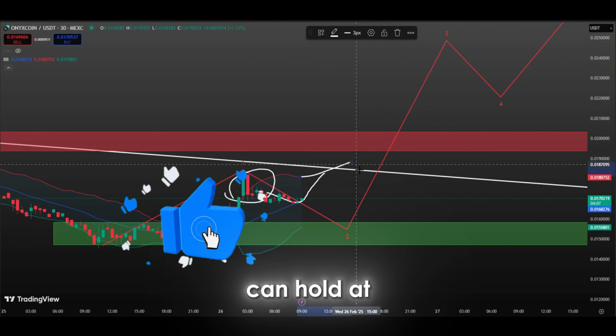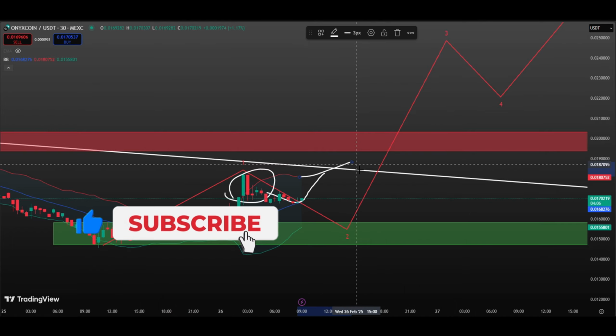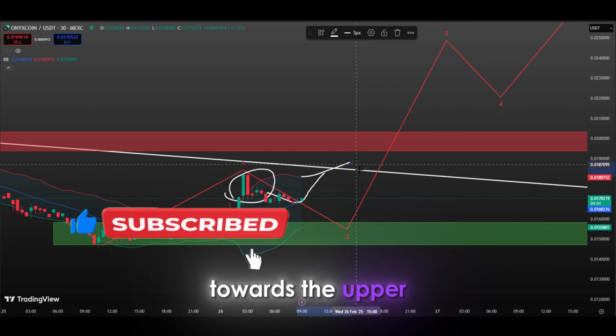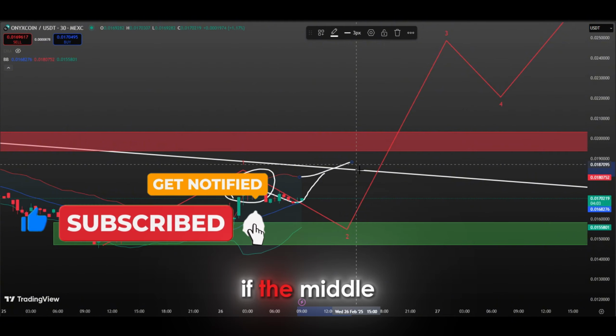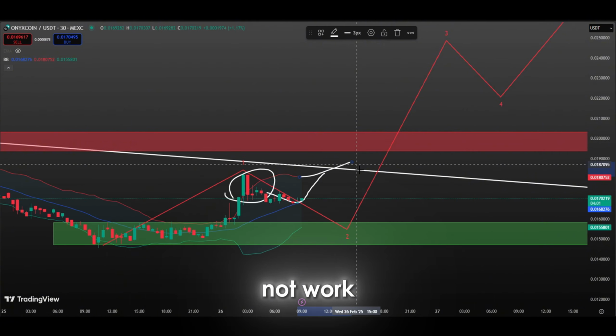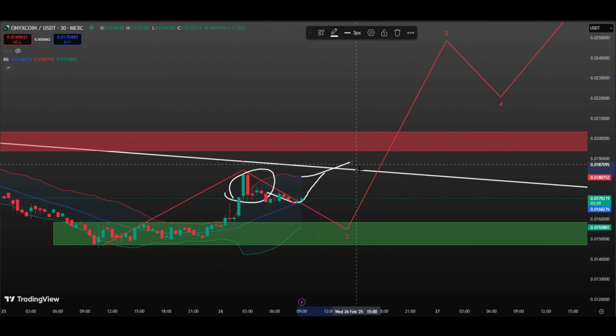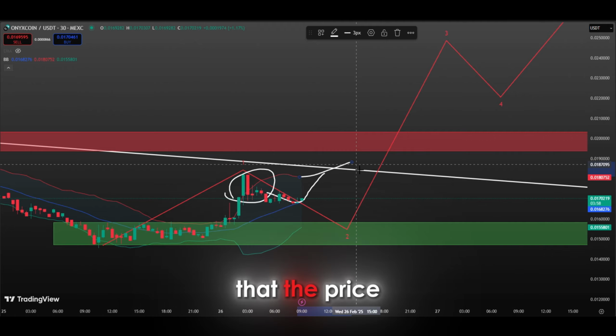If the price can hold at this level and get an upside reaction, there is a possibility of a rebound towards the upper band. However, if the middle band support does not work and the price breaks it to the downside, then there is a higher probability that the price will fall to the lower band. If it holds at the middle band, it will try the upper band.